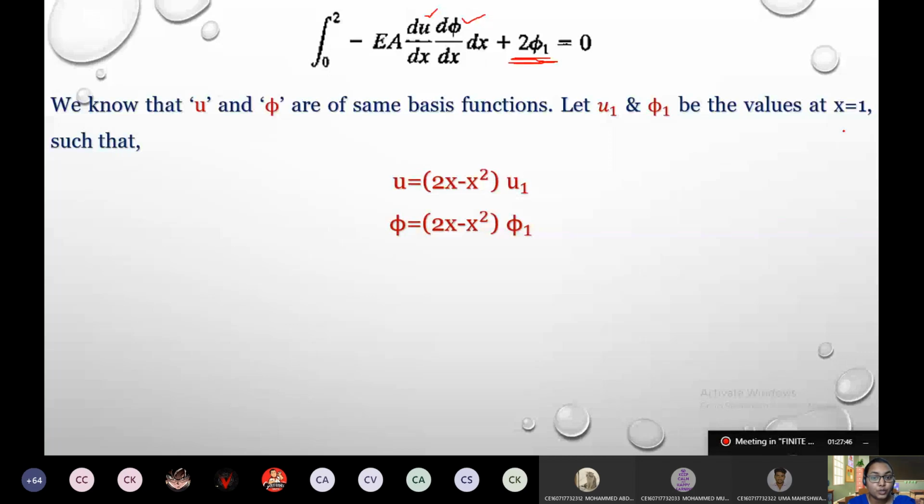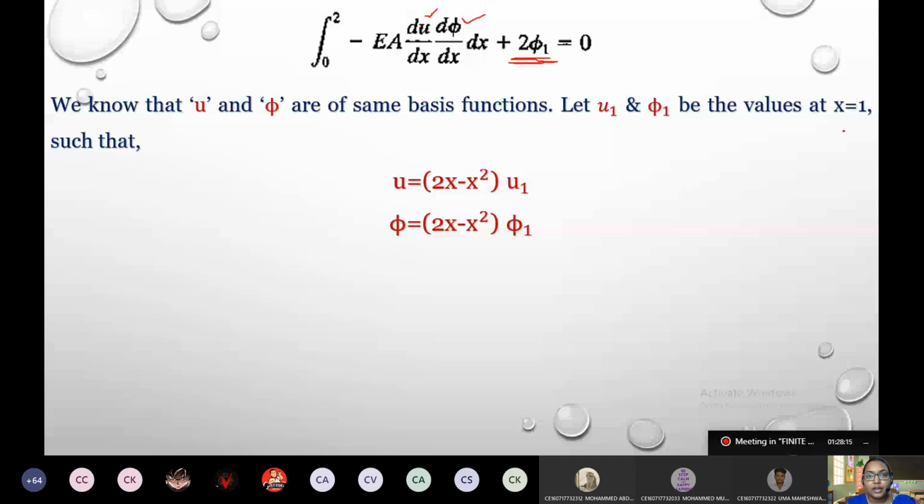If I substitute x is equal to 2 in the equations what I have taken, in that also it is going to be u is equal to 0 and phi is equal to 0. So in this way, I have considered the two different basis functions of u and phi in such a way that the boundary conditions are satisfied. That we have to take into account. All right, boundary conditions must be satisfied.